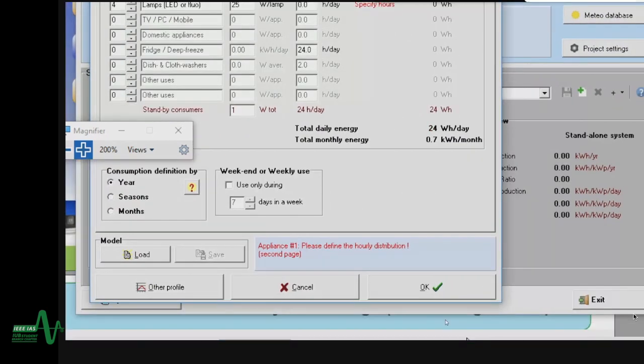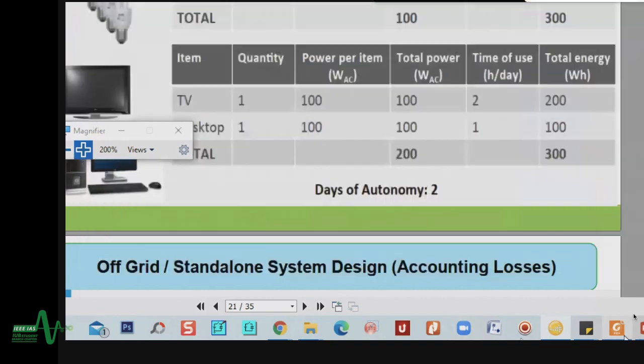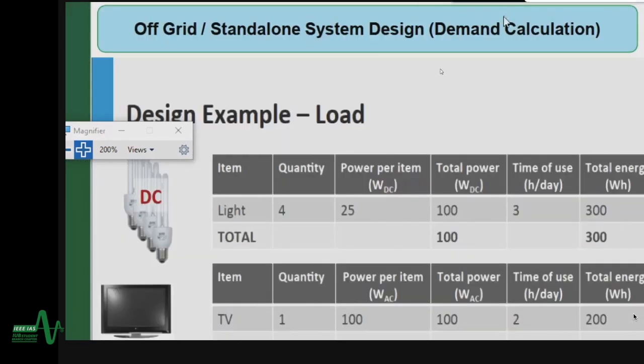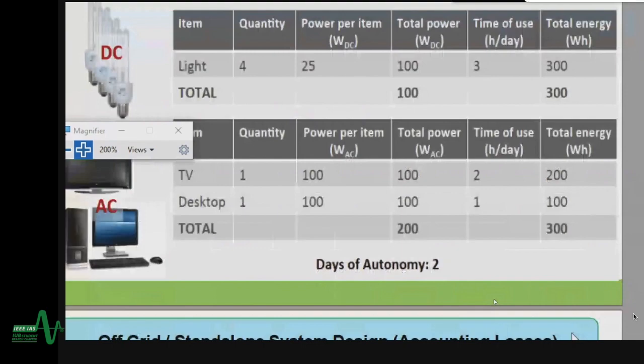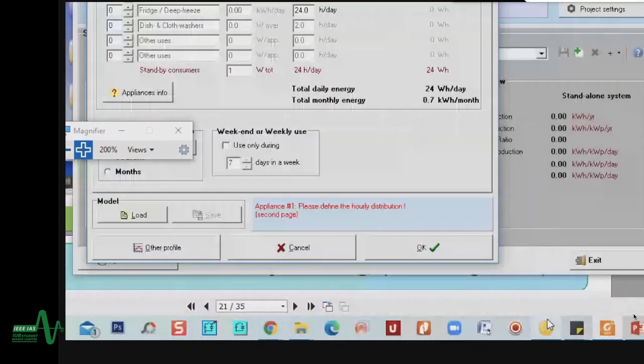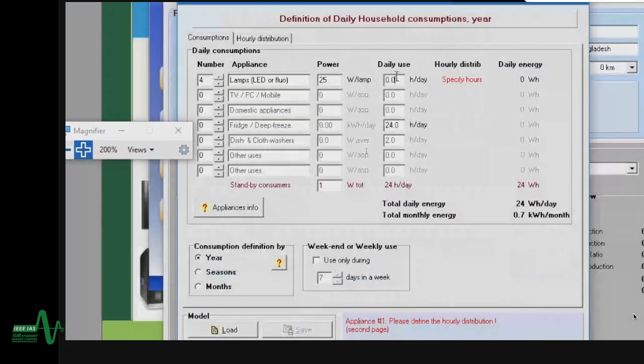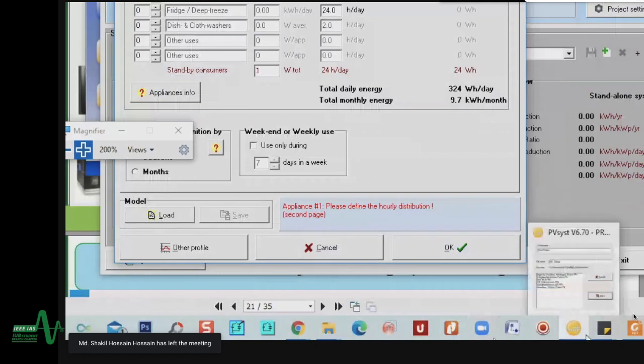So I have to specify the hours. It would be for 3 hours per day. Okay, so it's automatically calculated: 300 watt hour daily energy is required. Then comes the TV, PC, mobile.